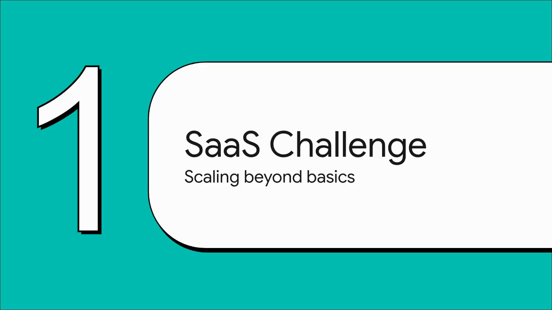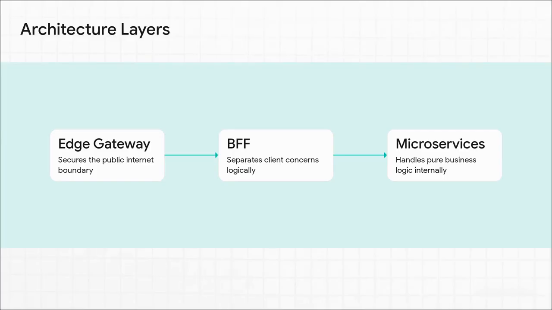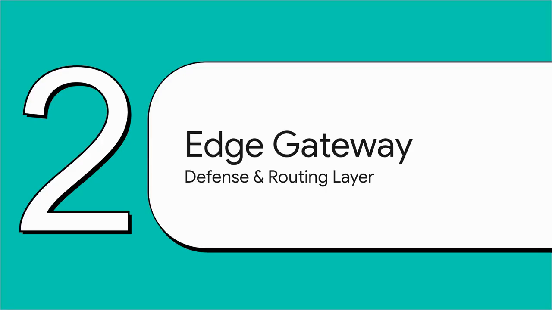The multi-channel SaaS challenge, scaling beyond the basics. To untangle that spaghetti architecture we just talked about, we absolutely must move away from point-to-point connections. Instead, we're implementing 3 distinct layers: an edge gateway, a backend for front-end layer, and internal microservices. By physically and logically separating these functions, we introduce some much-needed modularity. Basically, if the mobile team needs to push a change, they aren't stepping on the toes of the core backend team.